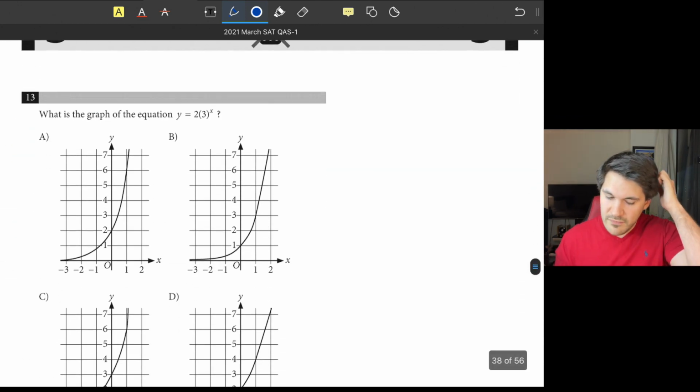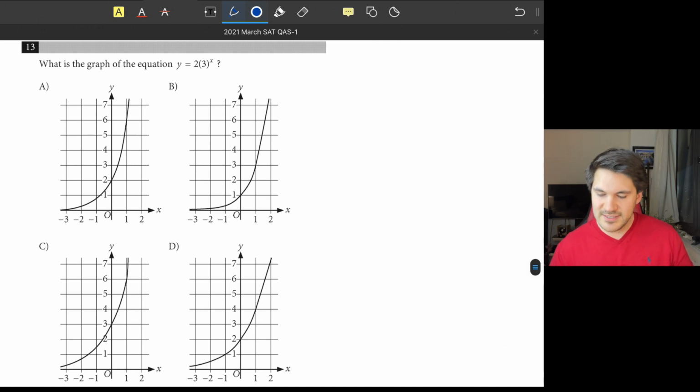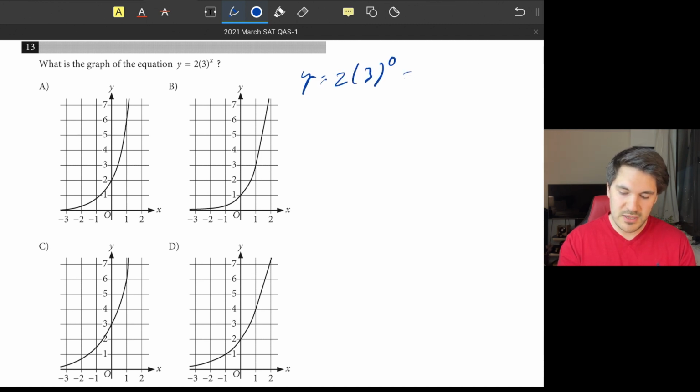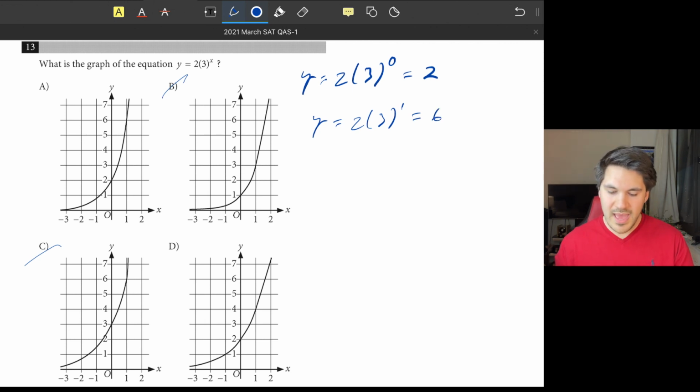Number 13, what is the graph of the equation y equals 2 times 3 raised to the x? We can just plug in numbers, basically plug in values for x, match them to the graph, and that's it. So let's say we want to plug in 0 for x. If we plug in 0 for x, we're going to get y is equal to 2 times 3 to the 0 power, which is going to be equal to 2. So when x equals 0, y should be equal to 2. So that eliminates answer choices C and B. We're left with A and D. Now let's just plug in 1. If we plug in 1, it's going to be y is equal to 2 times 3 to the first power, which is equal to 6. So when x is equal to 1, y should be equal to 6. And that is going to be answer choice A.